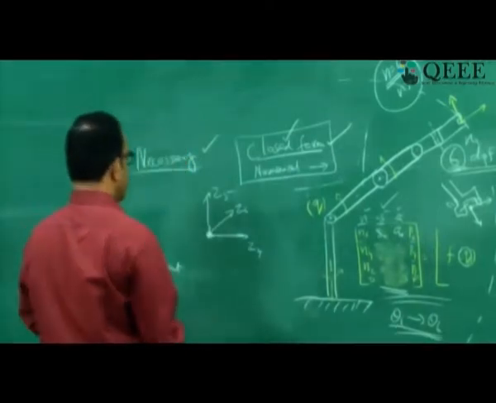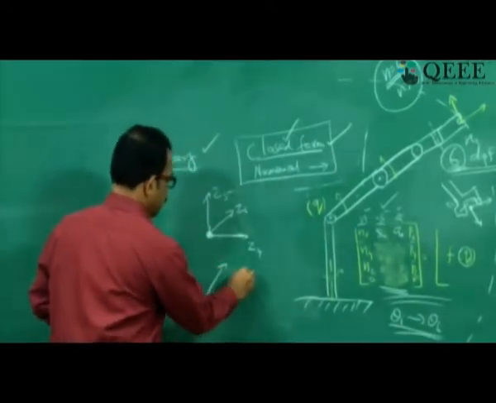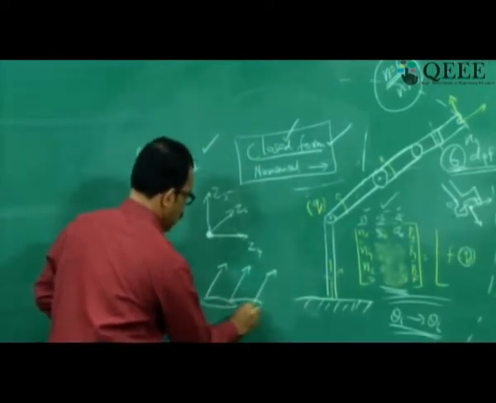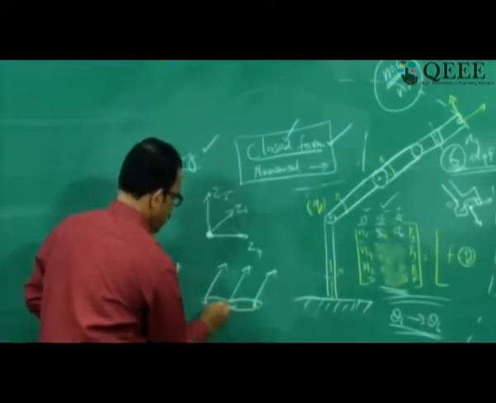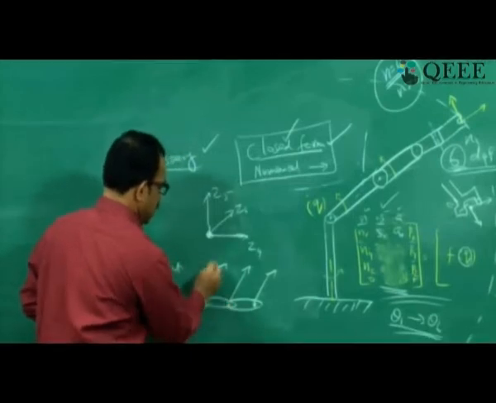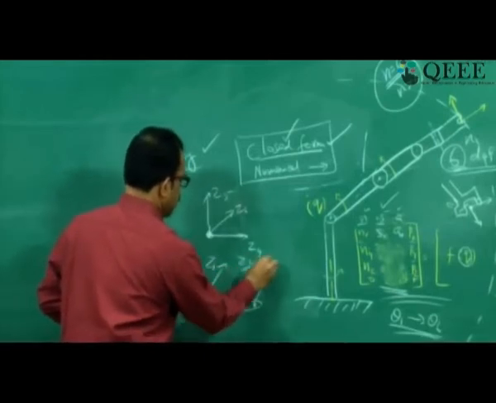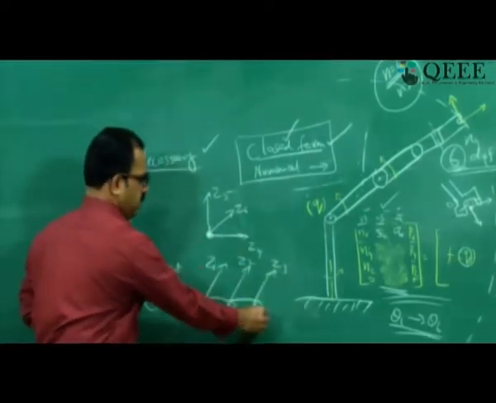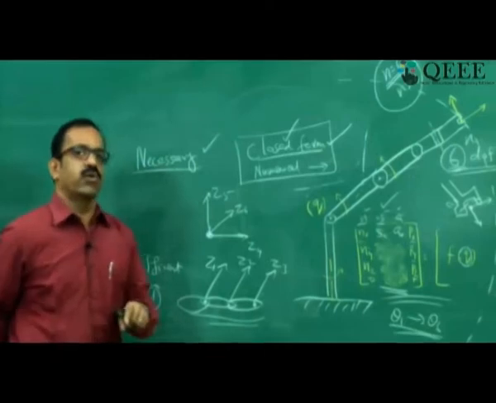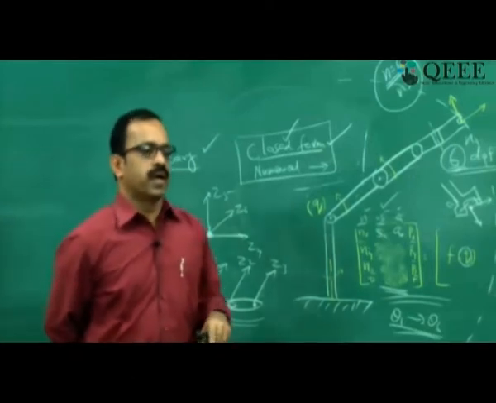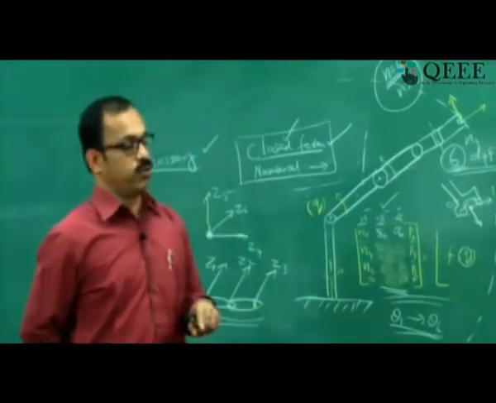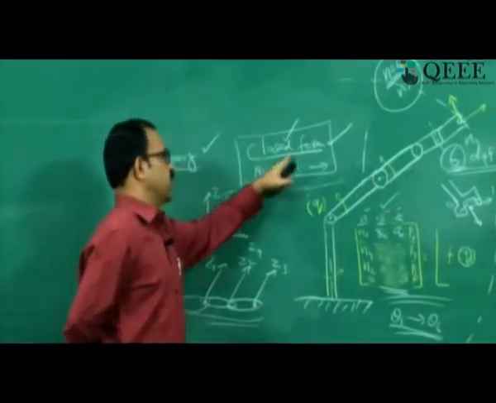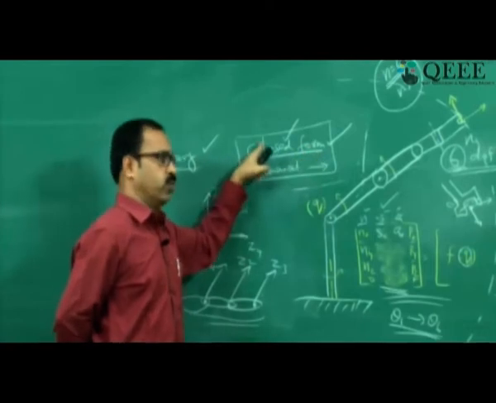Or three adjacent axes are parallel. If you have a joint here and a joint here and a joint here like this, and Z1, Z2, Z3 or Z3, Z4, Z5, whatever it is, if three joint axes are parallel, then also you can be assured of a closed form solution for the manipulator. So these are the two conditions under which you can be assured of a closed form solution.